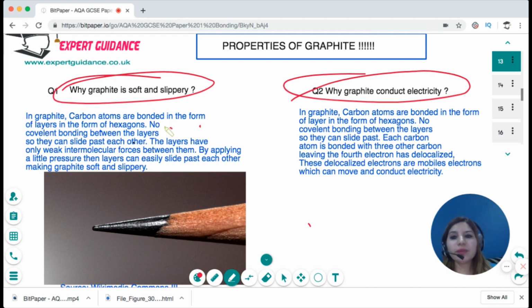No covalent bonding is between the layers, so they slide past each other. The layers have only weak intermolecular forces between them. So by applying a little pressure, the layers can slide past each other, making graphite soft and slippery.